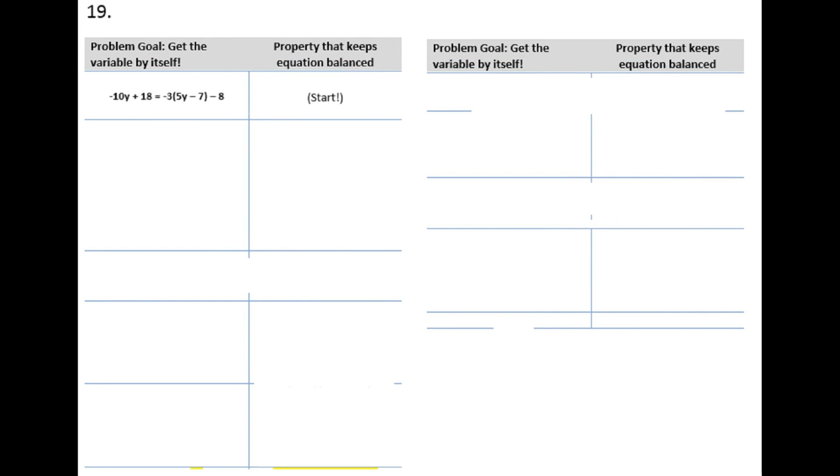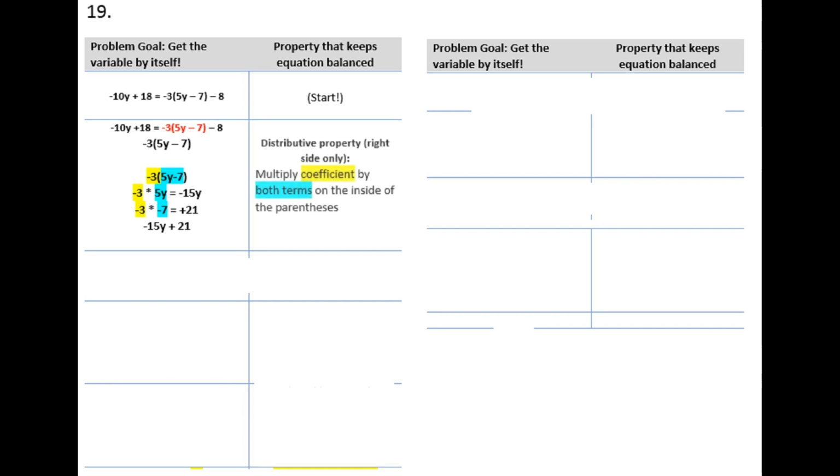All right. Negative 10y plus 18 equals negative 3 times the quantity 5y minus 7 minus 8. All right, so we start again with the distributive property. The distributive property only exists in this problem on the right-hand side. So we have negative 3 times 5y minus 7. Negative 3 times 5y is negative 15y. Negative 3 times negative 7 is positive 21. Watch your signs. I'm telling you, this will trip you up if you're not careful.